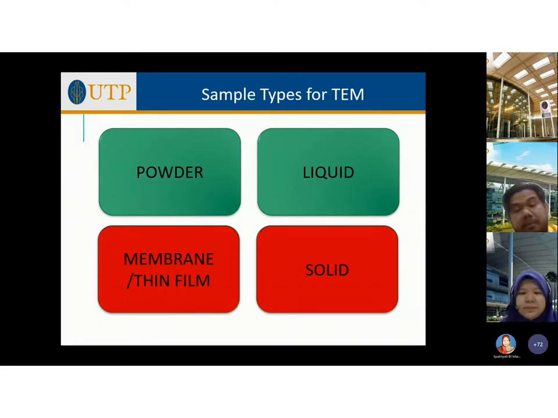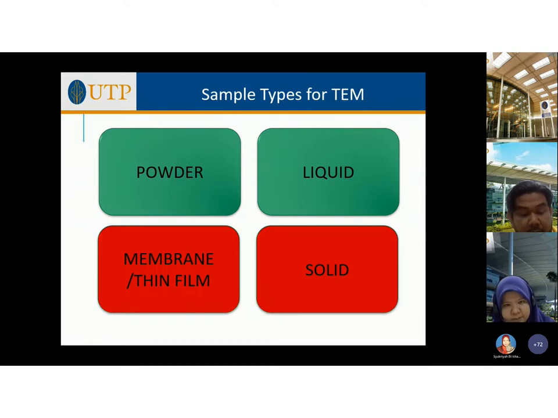This is the sample type for TEM. If you can see here, there are green and red. It means powder and liquid are very easy to prepare. But for membrane and solid, you need special tools to prepare the sample.